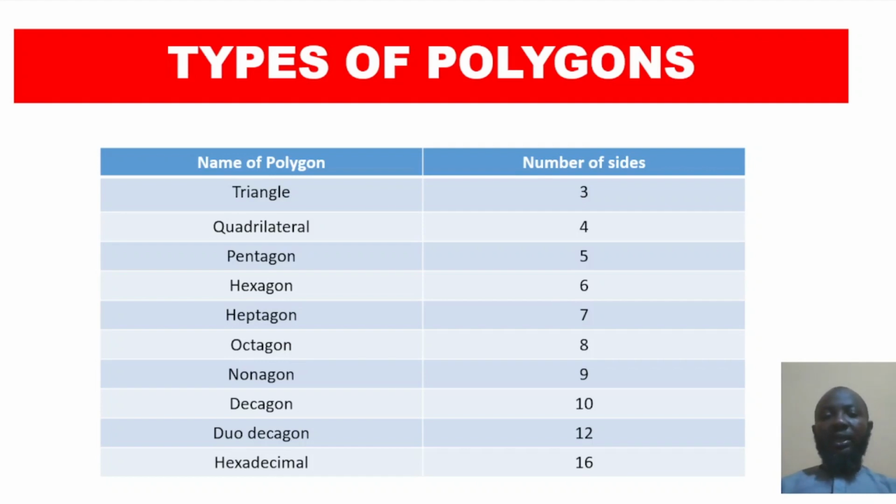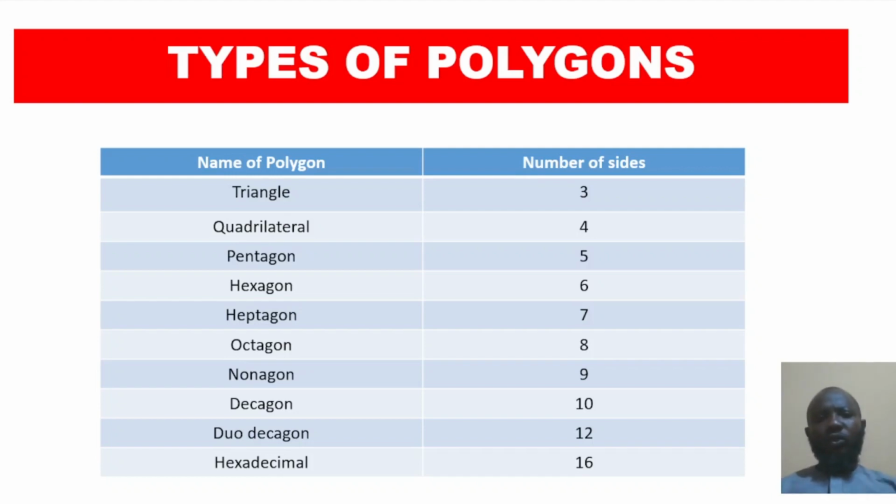Then octagon. So from the word octal, even if you have done music in school, you notice that we have what we call octave in the symbol, which means eight. So in this case, octagon means an eight-sided polygon or eight-sided plane shape. Is that clear? Then nonagon, from the word nine. Nonagon means nine sides, a nine-sided plane shape.